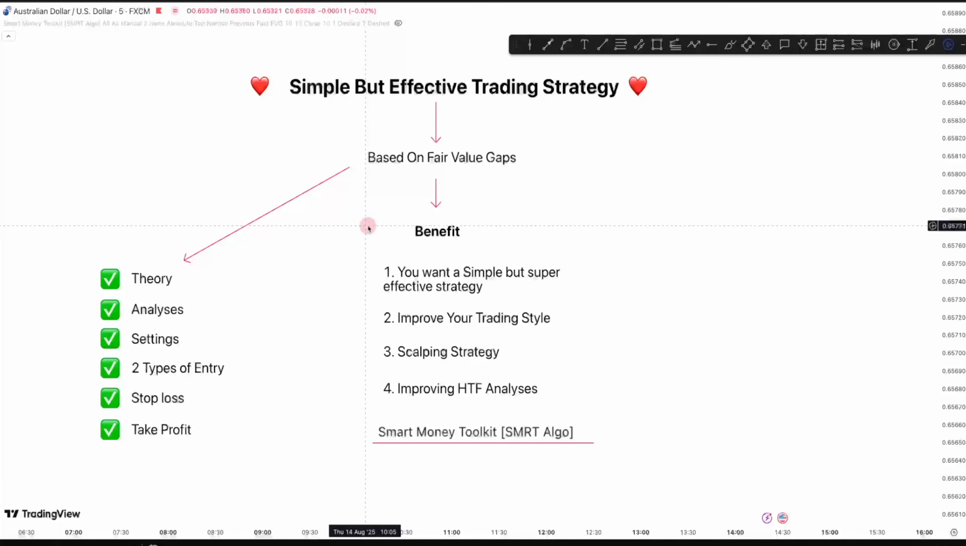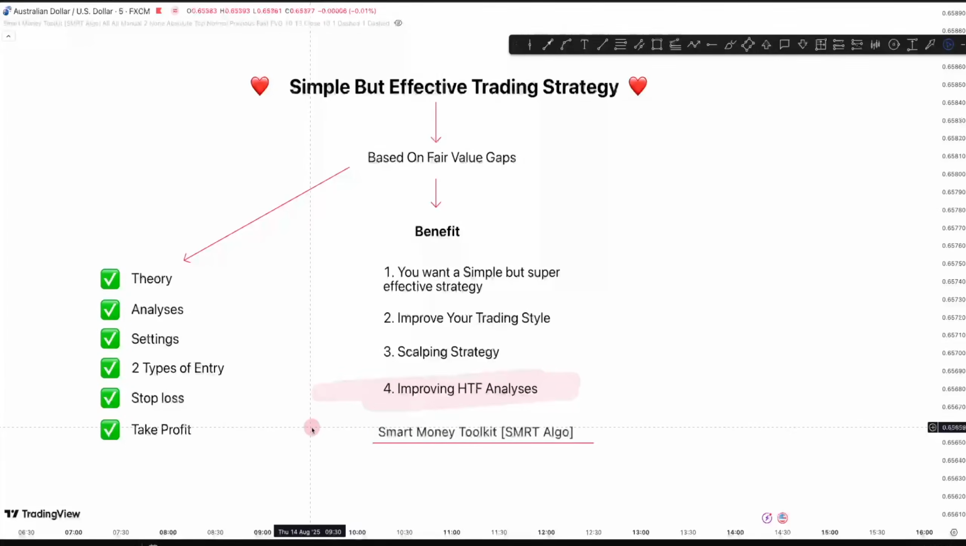The benefit of trading this strategy is that you want a simple but effective trading strategy. If that is something that you are interested in, maybe this video is for you. But if you are not interested in that, you can use this video as an improvement to your trading style, and this strategy will work for scalping, swing trading, just everything that you want. It will also help you to improve your higher time frame analysis.